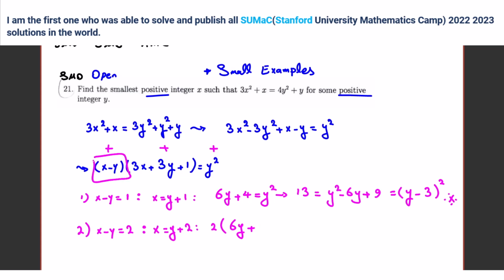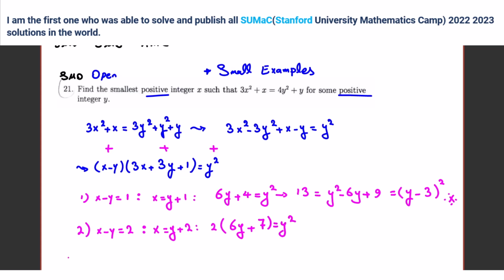Look, x minus y is 2. This 2. Then this one is what? Oh no, I didn't think of that. You didn't consider this 2? Yeah, I didn't think of that one. Okay, so try it again. 6y plus 7. 6y plus 7 is equal to y squared.